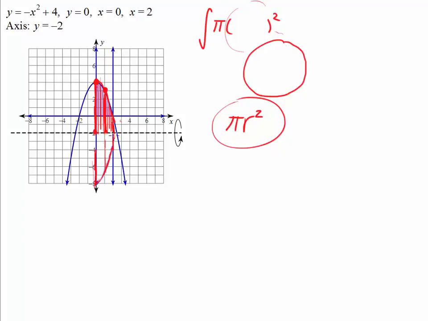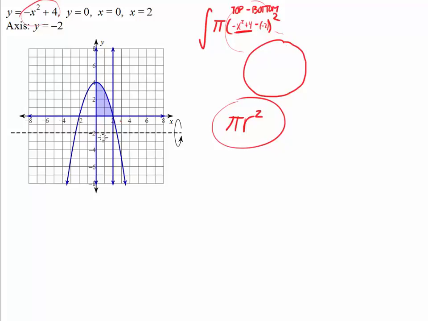So here's how we figure out the radius. It's simply your equation, the top minus the bottom of this region. The top is my parabola, negative x squared plus 4, and minus the bottom, which is this axis of rotation, -2, so I plug in -2. So what this gives us is this amount. Let me come over here. If I plug in, let's do that middle part again.